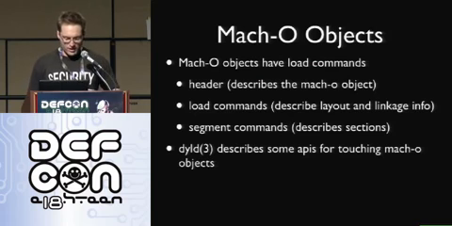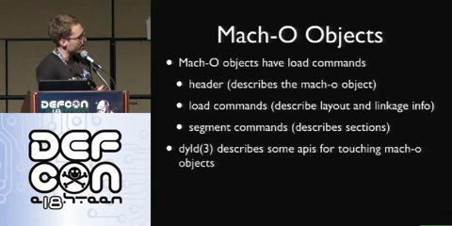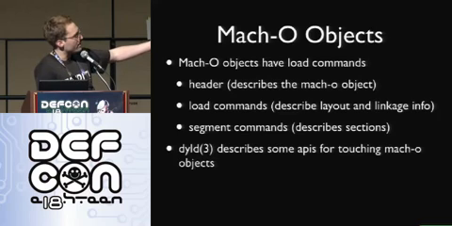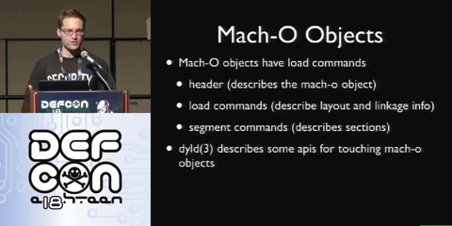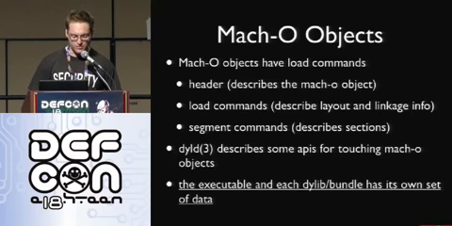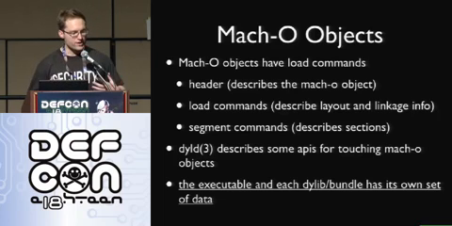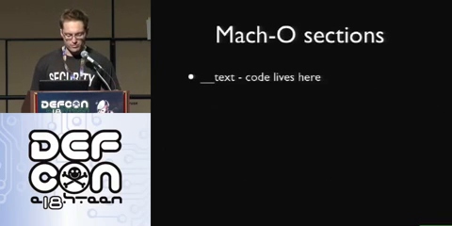Right, so the man page for DYLD, if you have a Mac box, you can check out the man page, and it has a bunch of APIs for touching Mach-O objects, so you can iterate through the objects that are mapped into the process. You can play around with them and do stuff, and it's pretty useful. And just like with ELF, each dylib or bundle that gets loaded has its own set of data in the picture that we saw before.